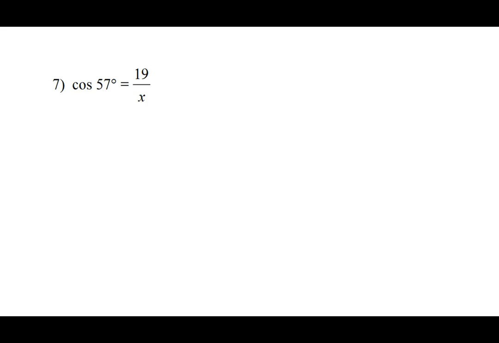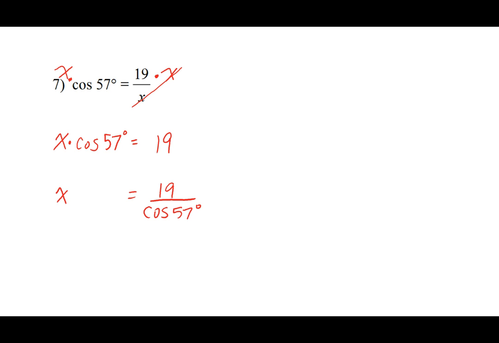Number 7. This time x is in the bottom, but it doesn't matter. Anytime you have a fraction, multiply by whatever is in the denominator. If you do that, you end up with x times cosine of 57. Since you're solving for x, you have to do one more step of getting rid of cosine of 57, so you divide by cosine of 57.